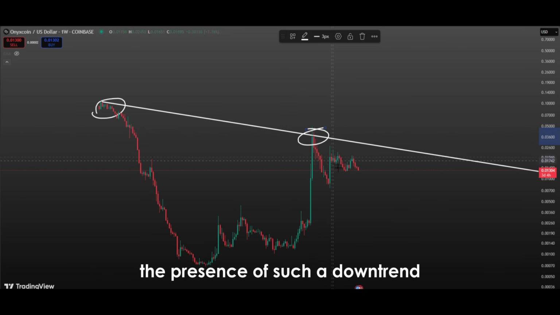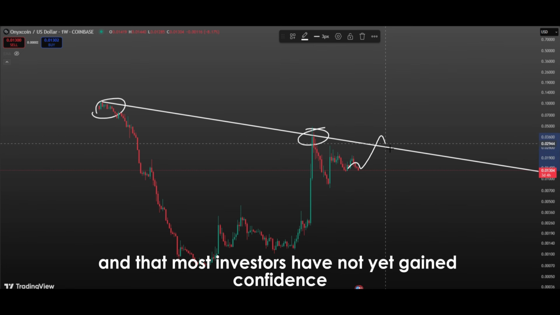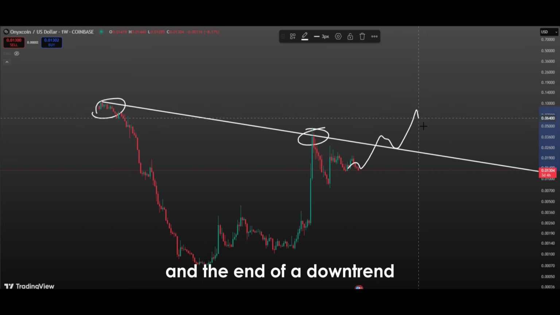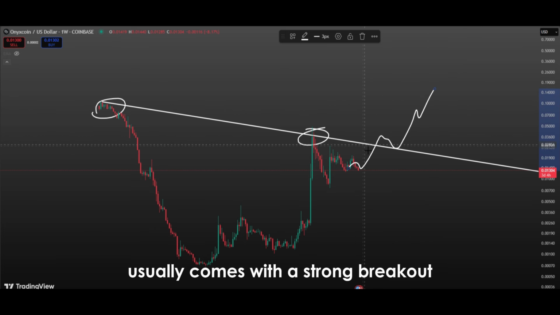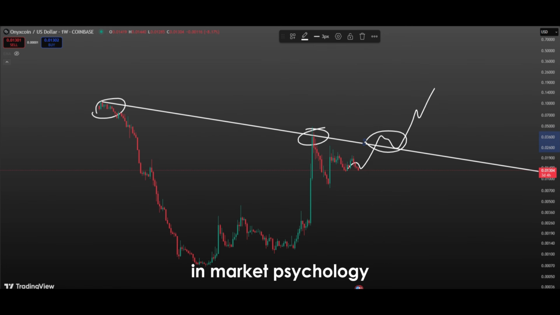The presence of such a downtrend indicates that the overall market sentiment is negative, and that most investors have not yet gained confidence. However, every trend has an end, and the end of a downtrend usually comes with a strong breakout. This breakout moment marks the beginning of a major shift in market psychology.